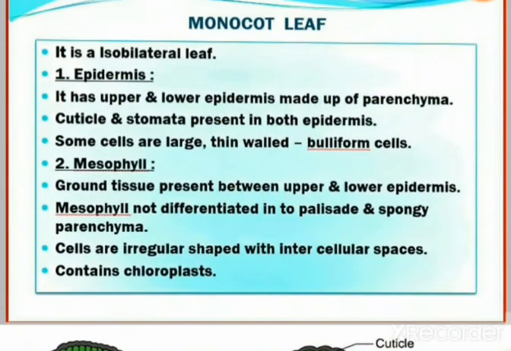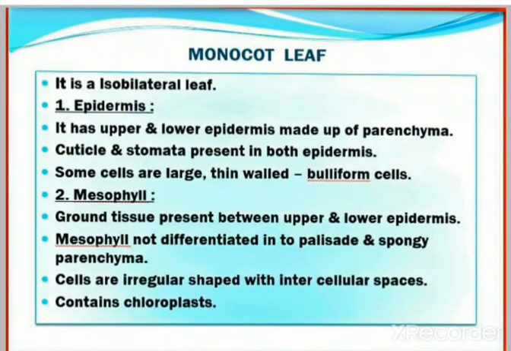Next, mesophyll. The mesophyll of the monocot leaf is found between the upper and lower epidermis. Here, the mesophyll is not differentiated into palisade and spongy parenchyma. Cells are irregular shaped and with intercellular spaces. It also contains chloroplast.